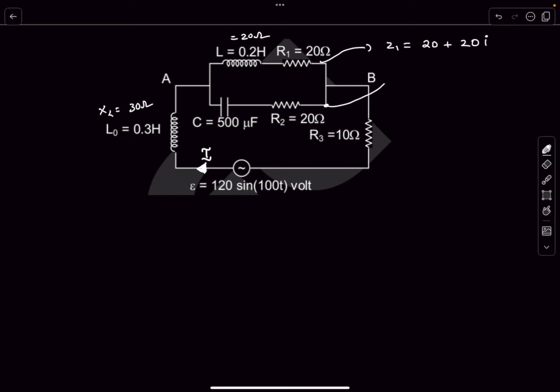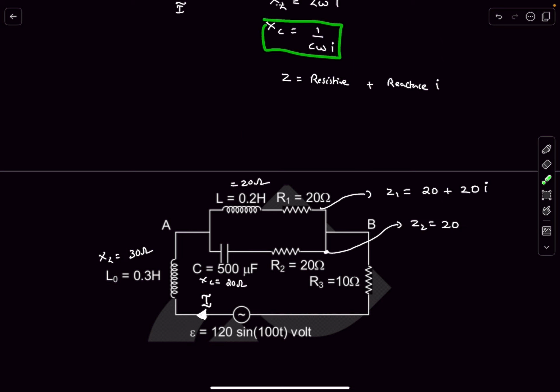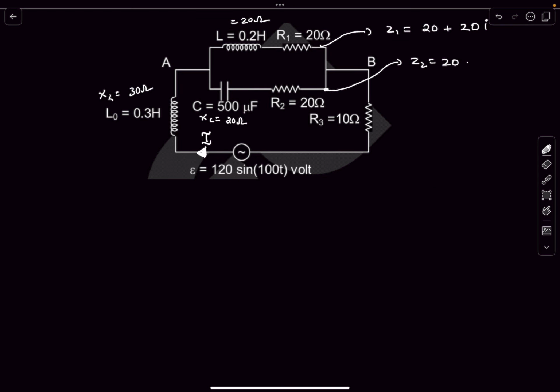Now for this branch, Z2 is going to be the resistance, which is 20, and you can figure out XC. You can do 1 by C omega, it will also come out to be 20 ohms. Here also the reactance is 20, but again XC is 1 by C omega i. And 1 by i, you can also write as minus i. So you can also write this as 1 by C omega times minus i. Always write XC with a minus sign. So this will be minus 20i.